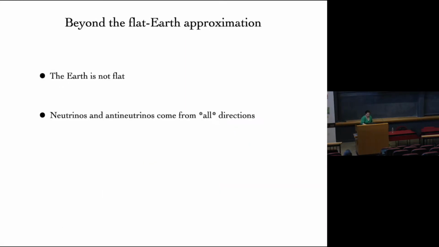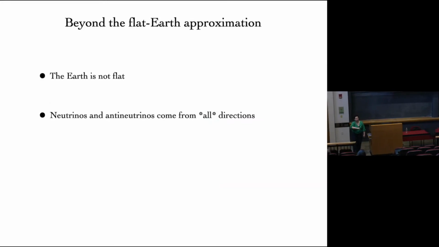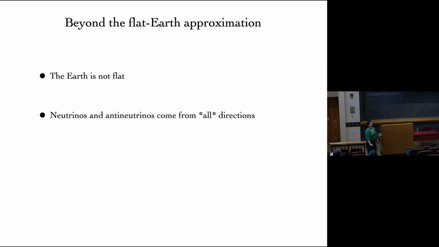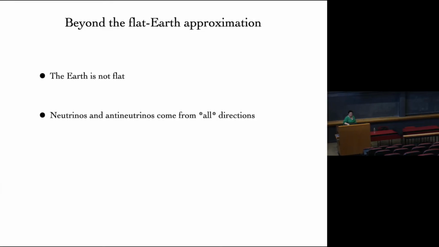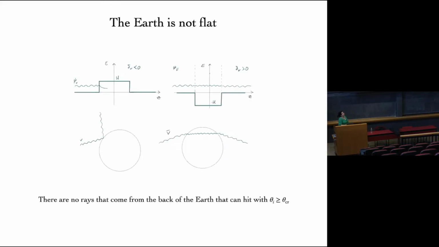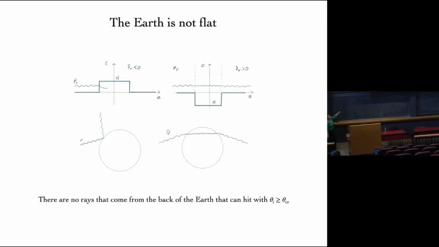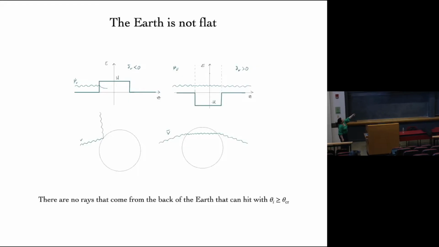So now, of course, as we discussed, this is the flat Earth. The Earth is not flat. Okay. And the other thing is that what I presented was for neutrinos coming from only one direction. I need to take neutrinos coming from all directions. And the reason that we felt it's okay to ignore them is the following. So let's treat the problem like a 1D problem.